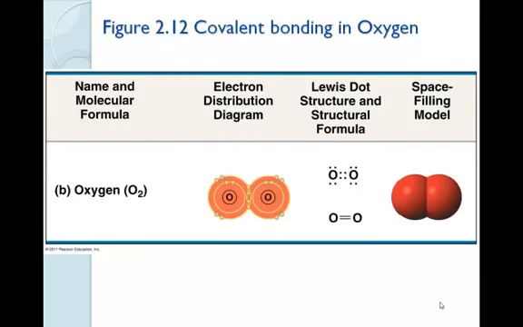This diagram shows an oxygen molecule, O2. Shown here are the electron distribution diagrams, the Lewis dot and structural formulas, and space-filling model. Note that oxygen has 6 electrons in its outer shell, so it needs to share 2 electrons with another atom to form a complete outer shell with 8 electrons. Since the 2 pairs of electrons are shared between the 2 oxygen atoms, the structural formula shows oxygen atoms connected by 2 lines.